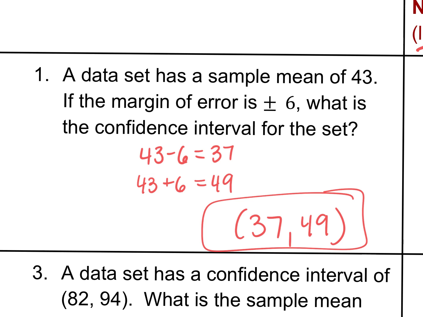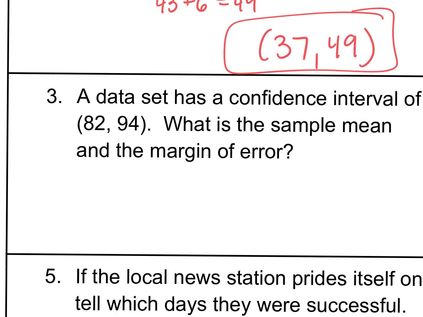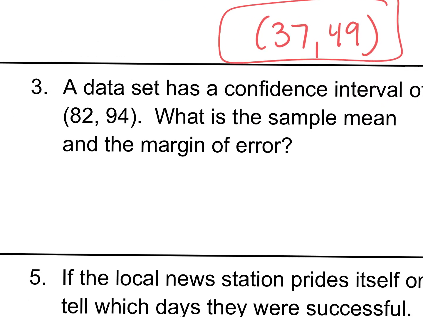So if my margin of error is 6, subtract 6 to get my low bound, and then I add 6 to my mean to get my high bound. Does that make sense? Okay. Same thing with, what if we have to go backwards, okay? What if I give you the confidence interval, 82 to 94, and I ask you to find the sample mean, so the average, and the margin of error, okay?